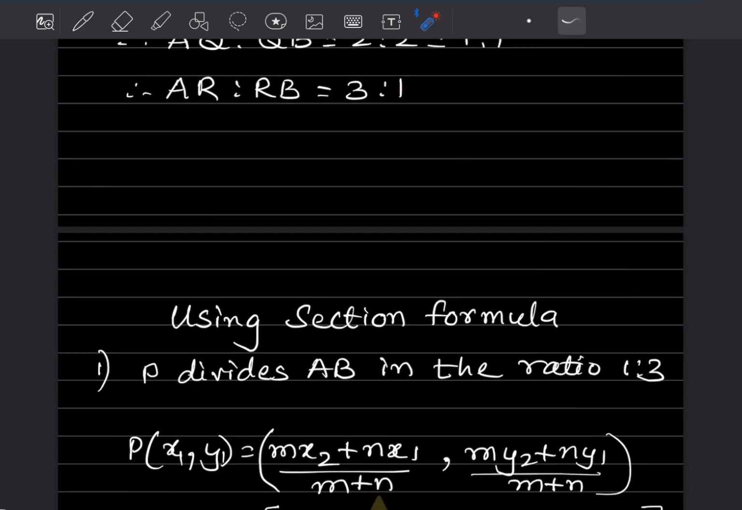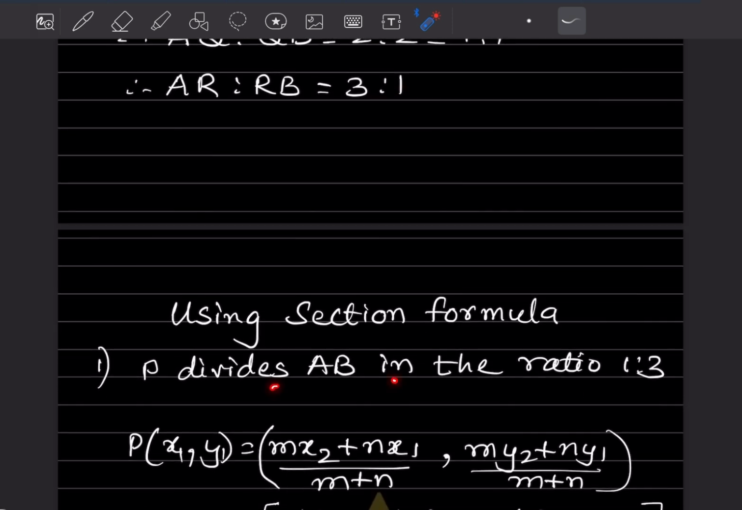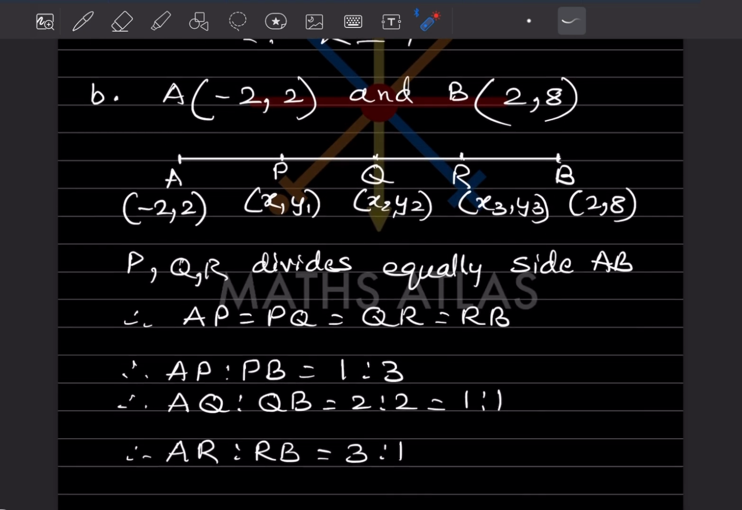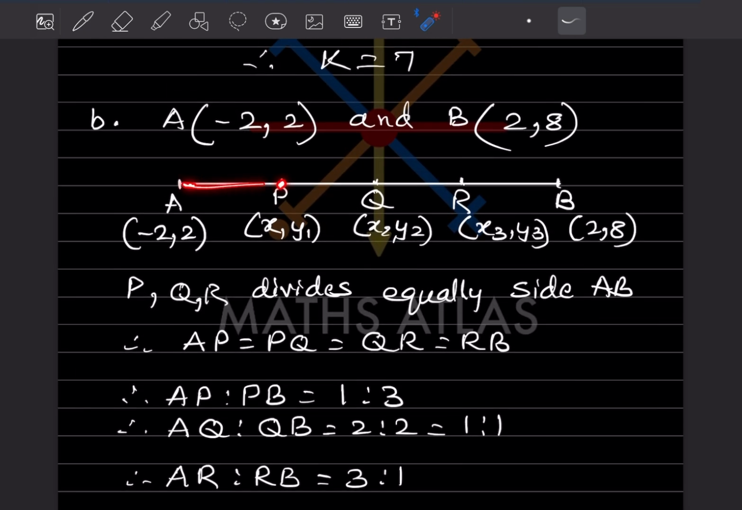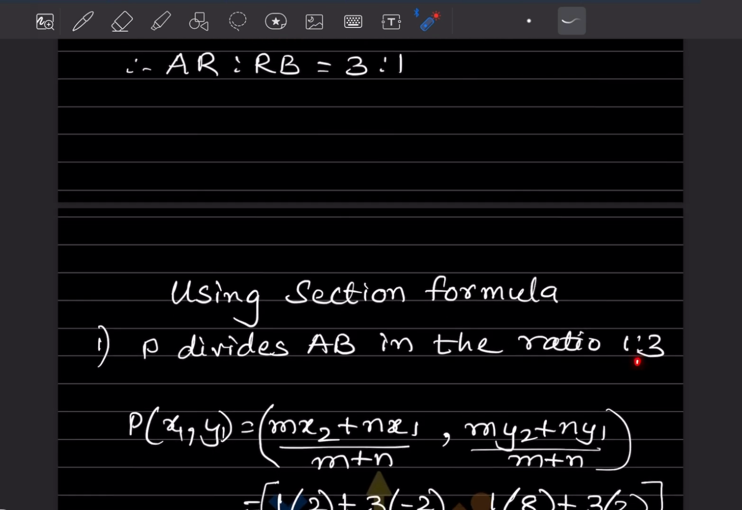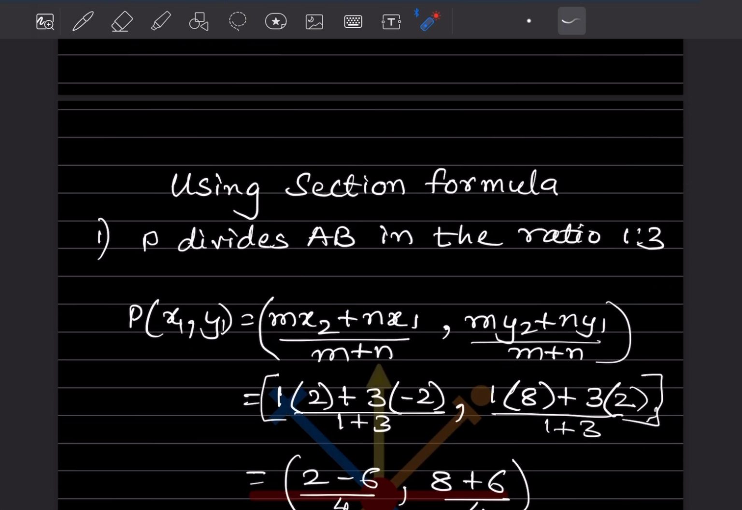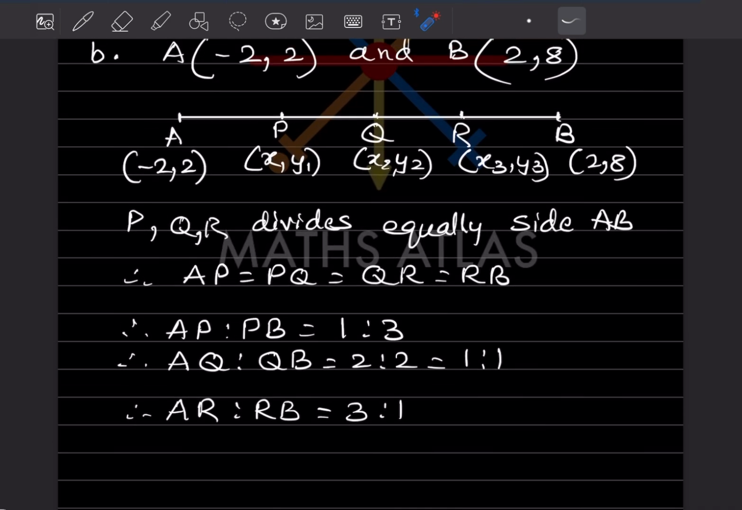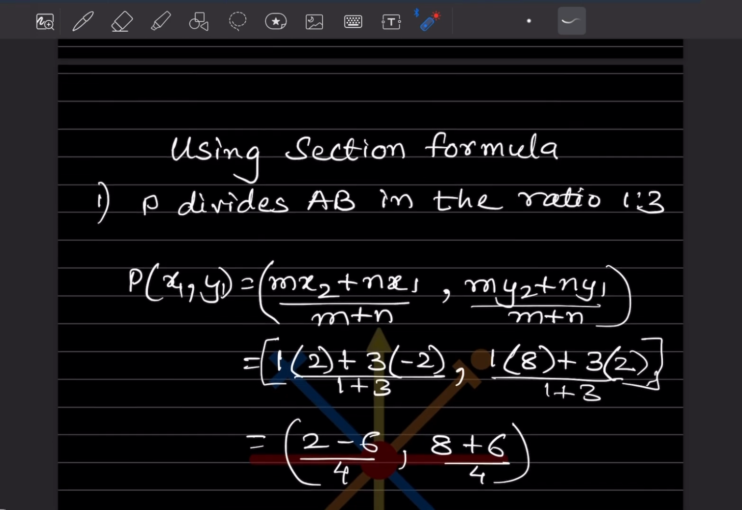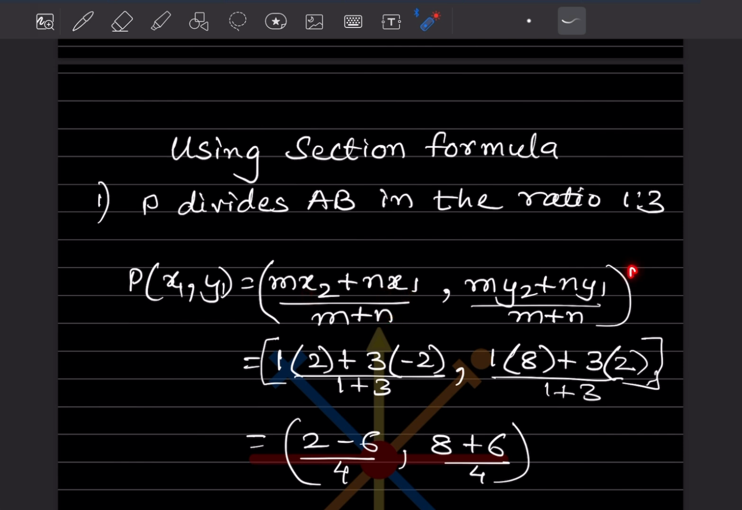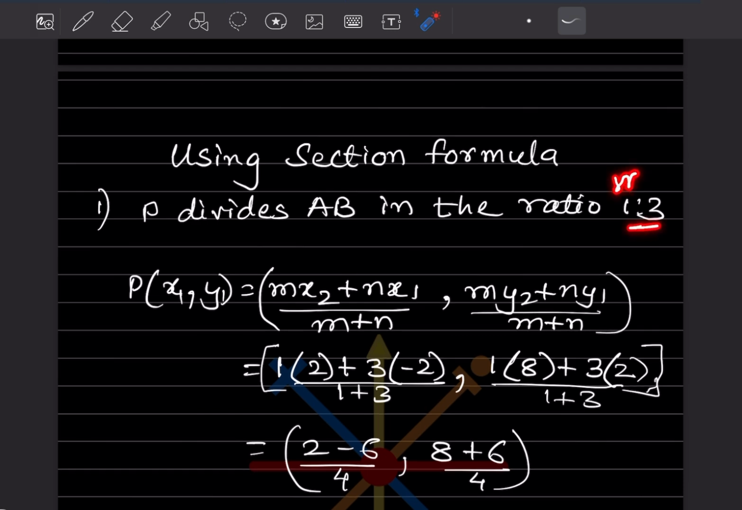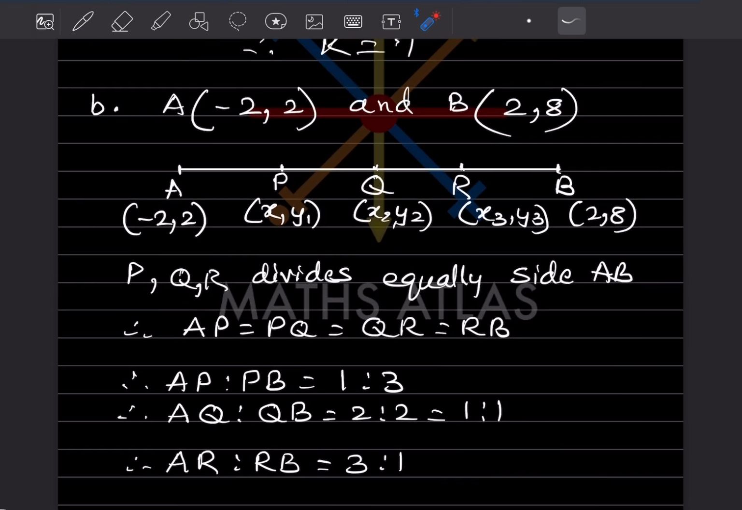Now using the section formula, P divides AB in the ratio 1 is to 3. So P of x1, y1, because we want this point, is going to be (mx2 plus nx1), this is the section formula. This 1 is to 3, this is the value, this is m and this is n. And here we already have x1, y1 and x2, y2. This is x1, y1 and this is x2, y2.